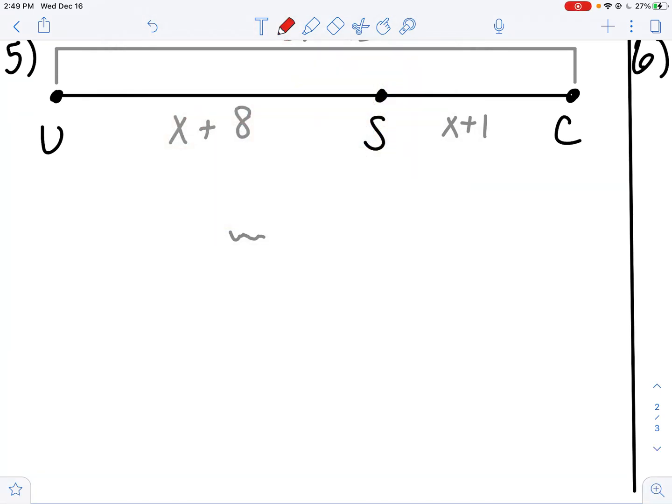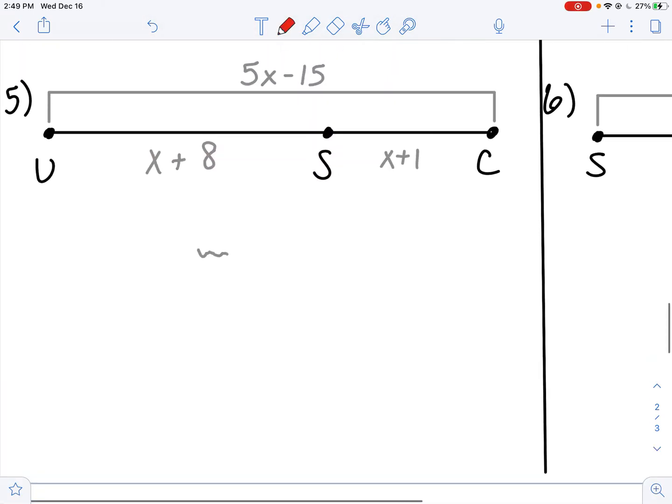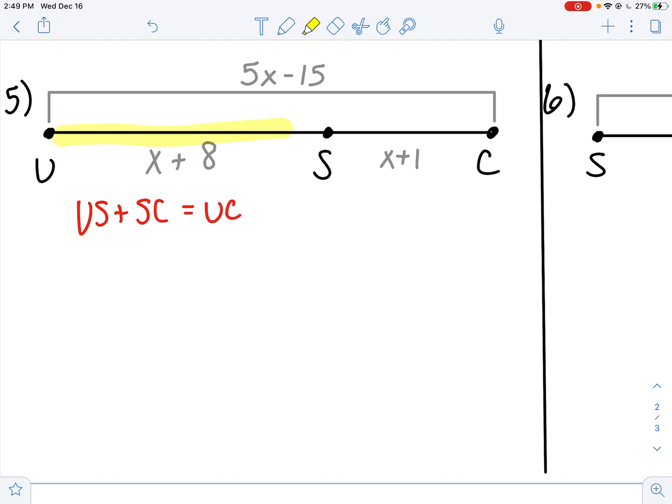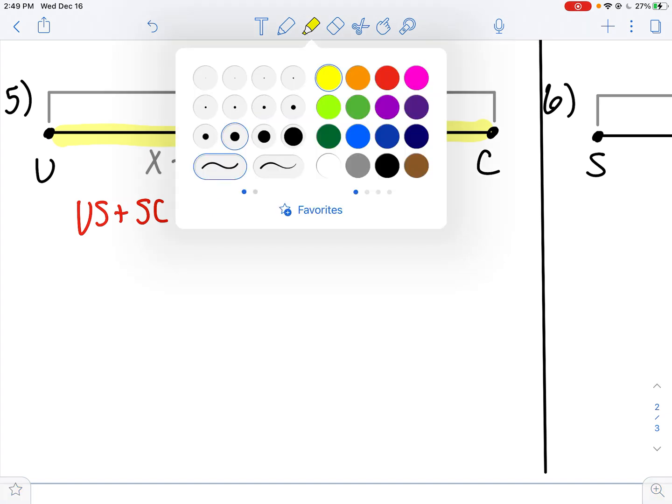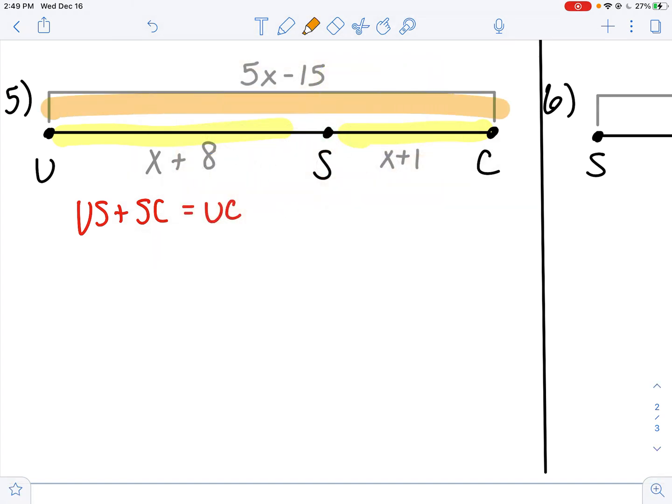All right, welcome back. We have our segment addition postulate, but this is our problems. These are our multi-step equations that we're solving with the segment addition postulate. Now, the first thing that we should do is write out our segment addition postulate. US plus SC equals UC. So part US plus the other part SC, if I add those two pieces up, I would get the whole segment.